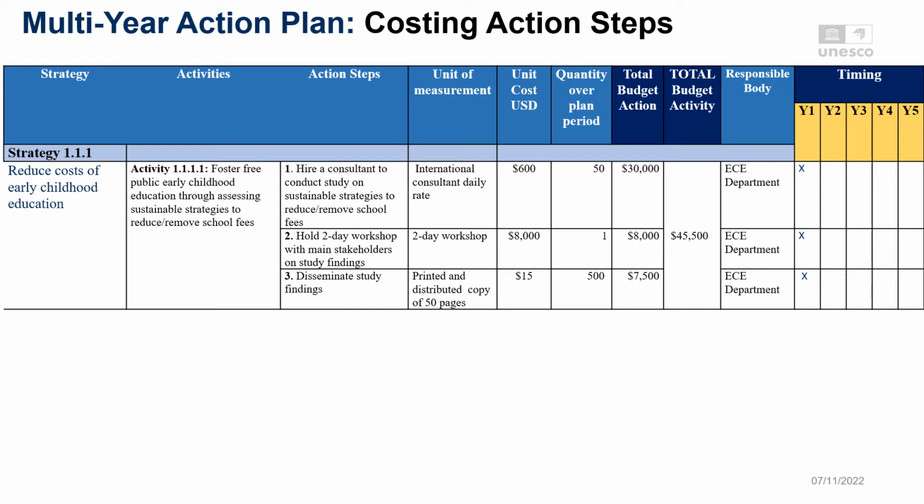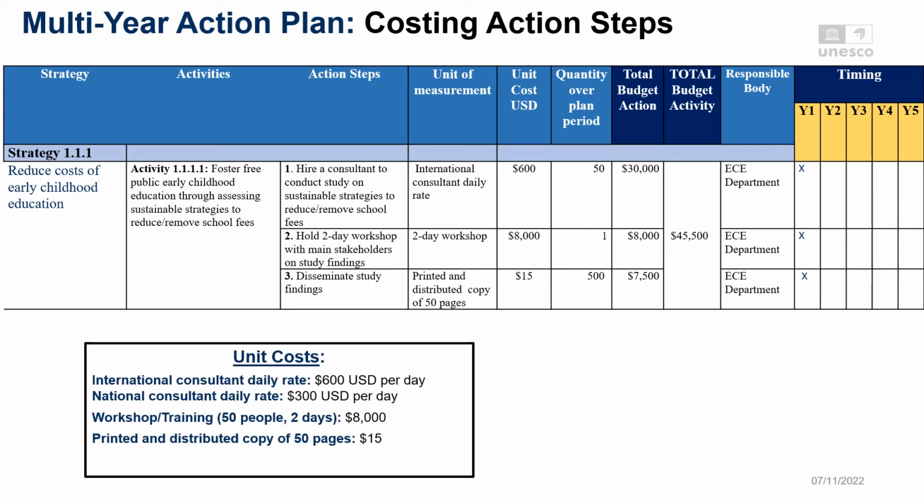After we have defined the action steps and the responsible body, the next step will be to determine the costing information. If it is a major activity, such as school feeding or cash grants, it is likely already costed in the financial simulation model. For the other smaller activities, such as studies, workshops, trainings, etc., we will have to cost them ourselves. Note that while in this example we are using the unit cost shown here, please feel free to make up the unit costs when you do the exercise yourself.